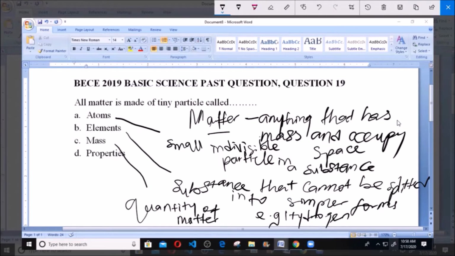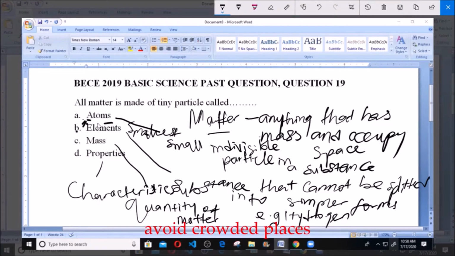And like we know, property just simply means the characteristics. That is what properties mean. So from this you see that atom is our answer, because atoms are the smallest indivisible particles found in matter. So our answer here is A, which is atom.